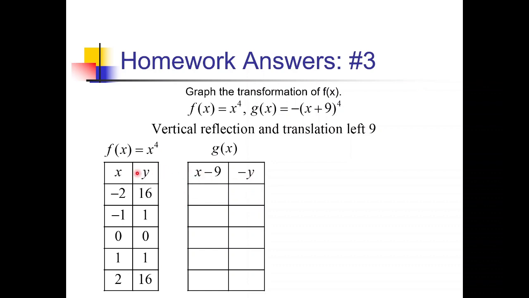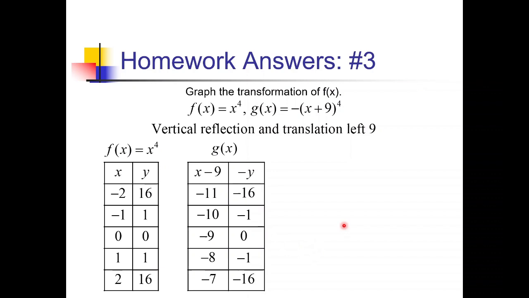So let me do minus 9 to all my x values. Negative 2 becomes negative 11. Negative 1 is negative 10. Then we have negative 9, negative 8, and 2 becomes negative 7. For the y values, we just switch the sign of everything. So we now have negative 16, negative 1. 0 is still 0. We have negative 1 and negative 16.